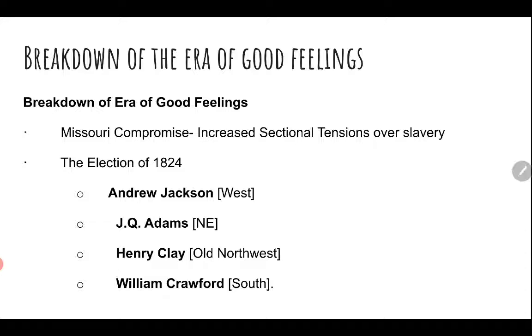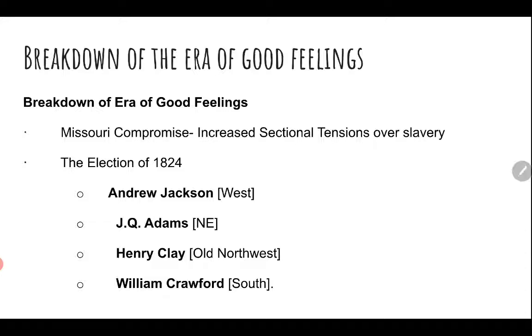So after the War of 1812, essentially the Federalist Party goes away. We are left with only the Democratic Republican Party. Under the time of Monroe, this is called the era of good feelings. The economy is doing well. There is only one political party. This is the era of good feelings.